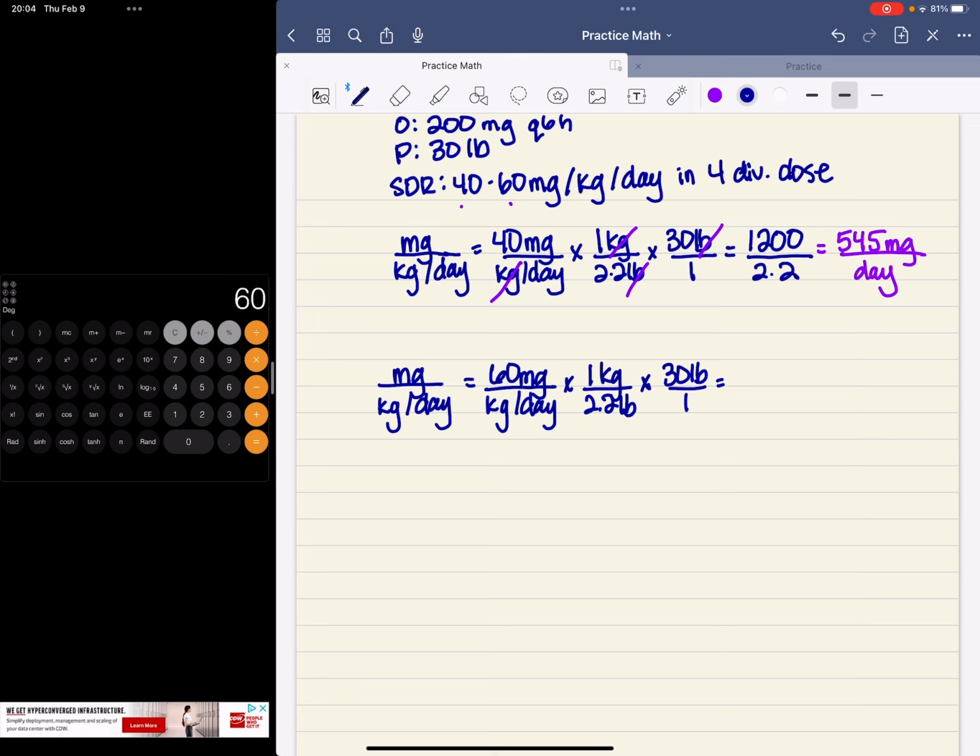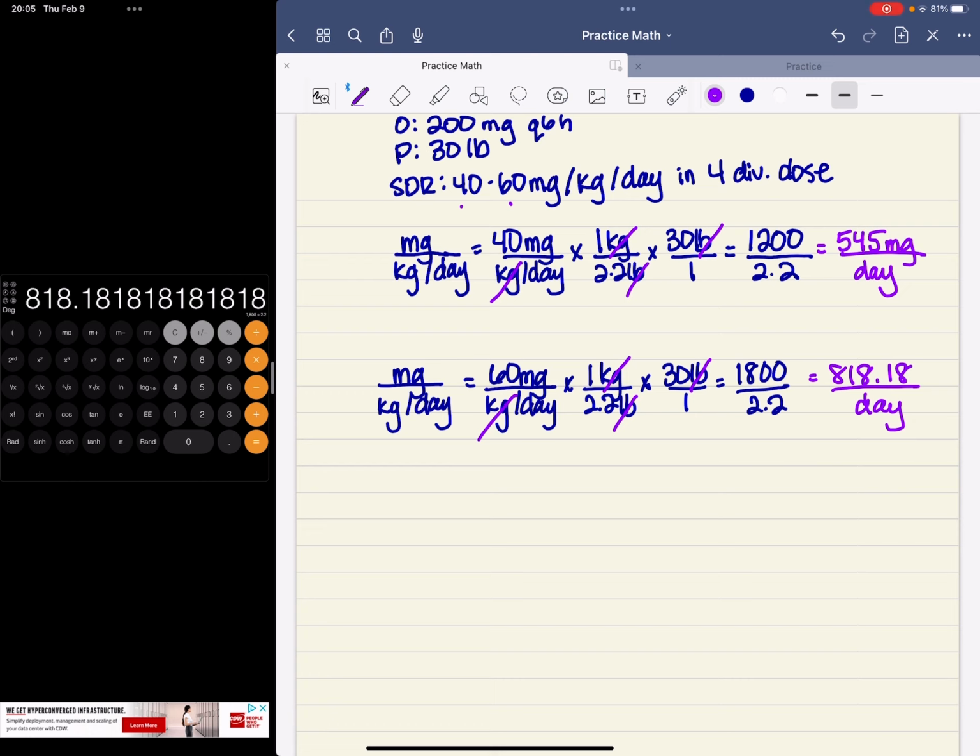60 times 30 equals 1800. Divide that by 2.2. Now if you want to cross out, you could. I always tend to kind of forget on that, but it's supposed to cross out. And then that's 1800 divided by 2.2, which is 818.18 per day.